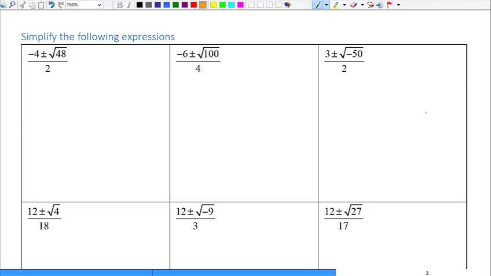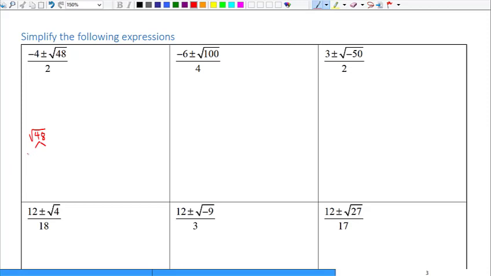Okay, so the next couple of problems are just practicing the skills we learned in this lesson and some previous lessons to finish up our lesson for today. So when I have negative 4 plus or minus root 48 over 2 and I'm trying to reduce it, I need to reduce root 48. So I'm going to come down here and work on just root 48 for the moment, and then I'll go back and deal with the fraction, okay?